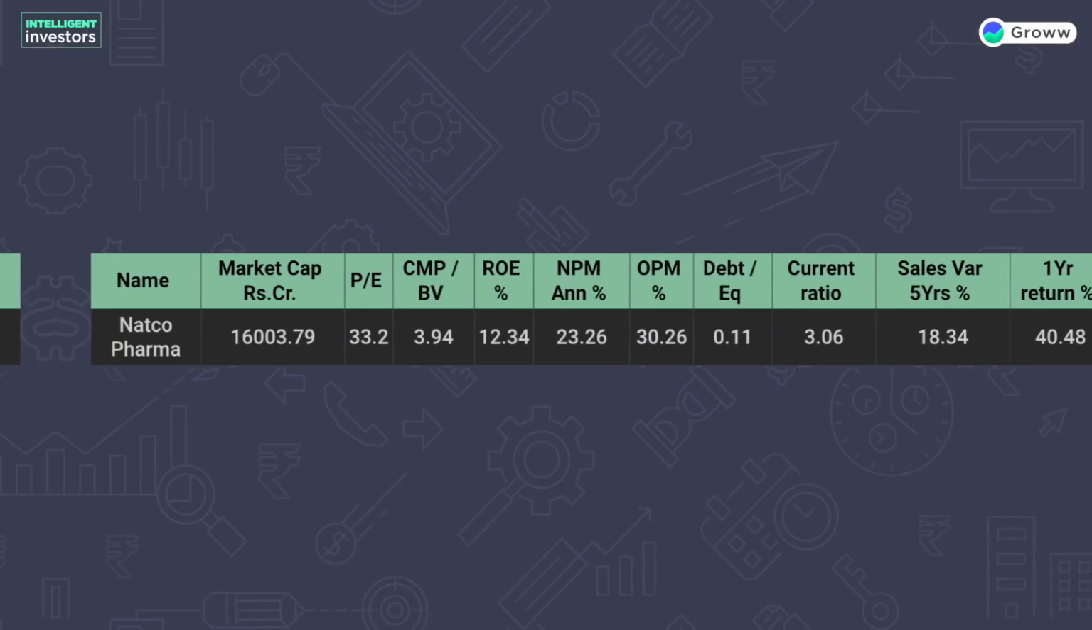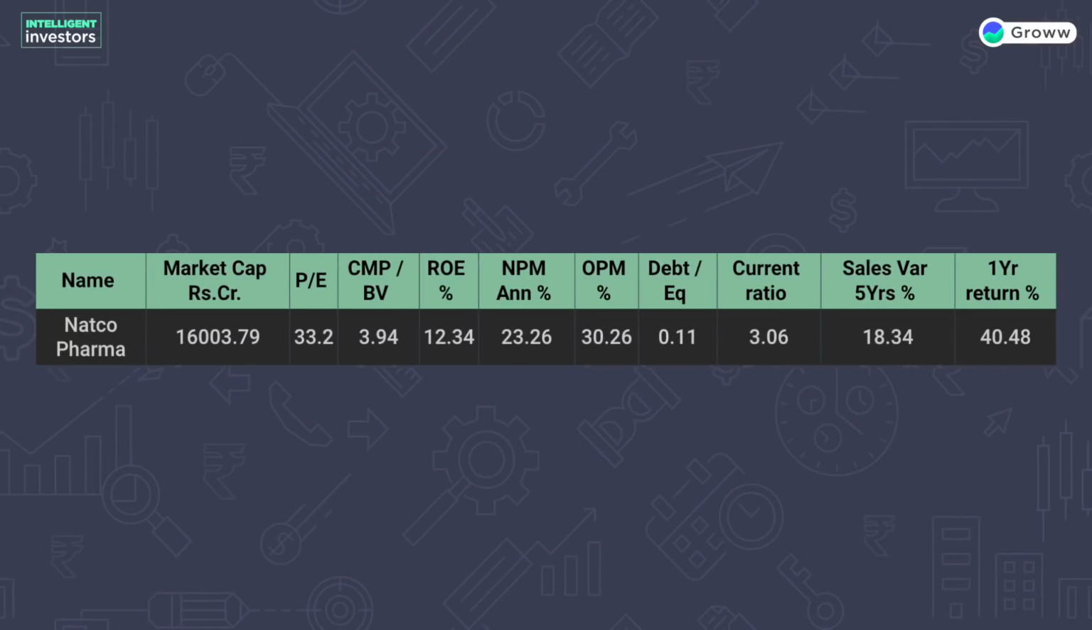Now let's look at some data for Natco Pharma as well. Natco Pharma is currently operating at a 16,000 crore market cap by the time we're talking about this right now. The current PE is around 33, which is in line with the first company, Alembic Pharma, and the second company. Debt to equity ratio is barely anything, it's 0.11. Their operating profit margin is 30, much better than all the peers that we just spoke about. And their 1 year return is 40% because their sales variance in the last 5 years is 18.34%. So that's good.